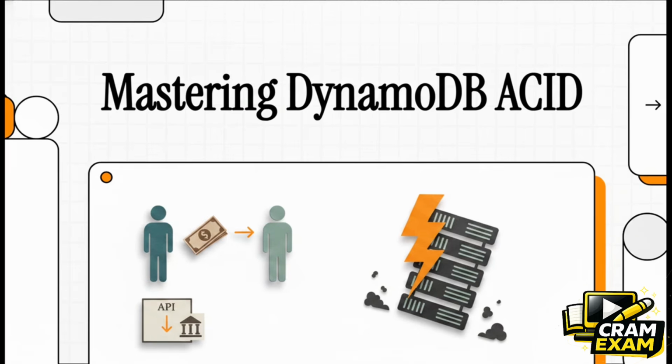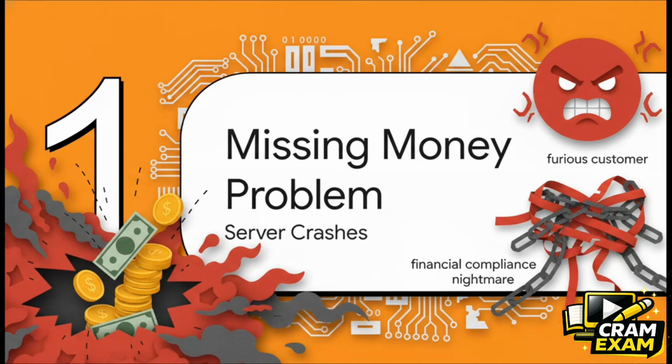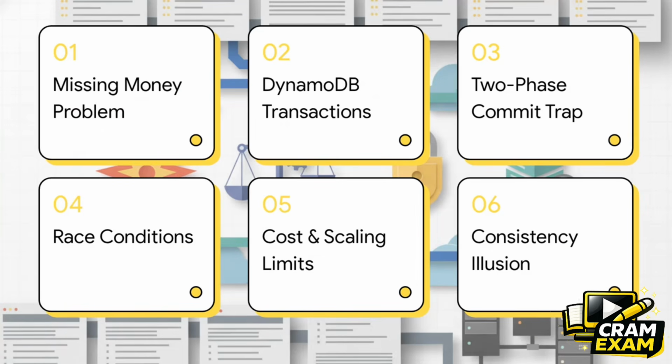A user transfers $500 to a friend. Your API deducts $500 from their account. Right before you add the money to the friend's account, your back-end server crashes. Section 1. The missing money problem. When that server crashes, the money is gone forever. Your customer is furious, and you're facing a massive financial compliance nightmare. Why? Because you didn't build your database writes to be atomic.